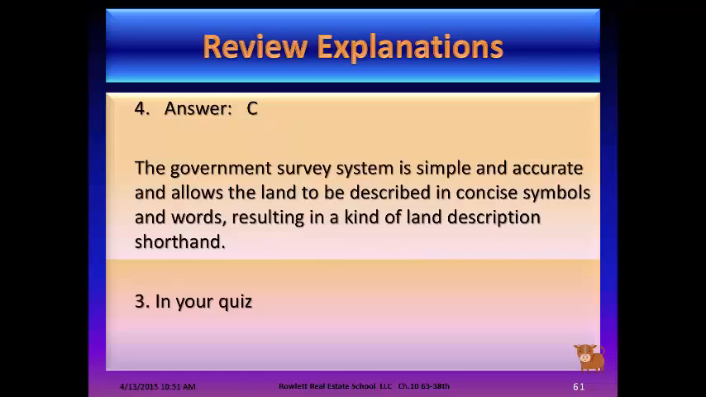Number 4, or 3 in your quiz. Remember, they're numbered originally following the questions at the end of the book, but I have them numbered per your quiz at the bottom for you to keep them straight here. Was C as in Charlie. The government survey system is simple and accurate and allows the land to be described in concise symbols and words, resulting in a kind of land description shorthand.